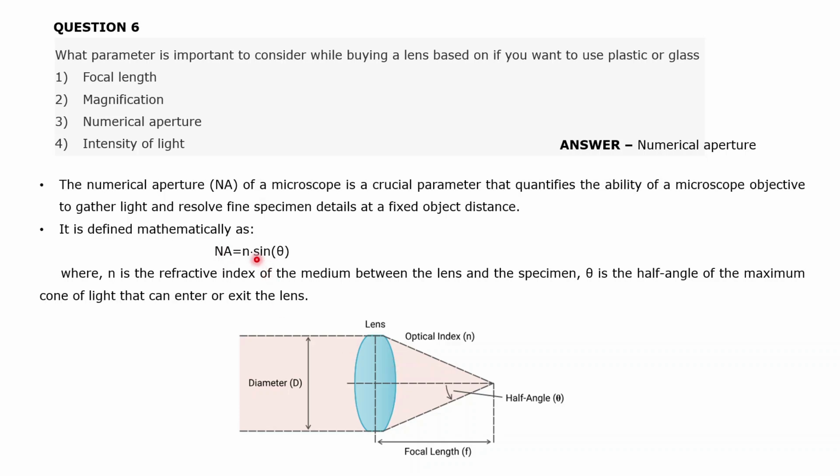Basically numerical aperture is equal to n sine theta, and n is based on the refractive index that is present in the objective lens as well as the specimen, that is the component that you are using for keeping the sample there. So basically the answer to the question is numerical aperture. It is used for considering while buying a lens, based on if you want to use plastic or a glass there. So I hope this answer is clear. Anyone has any doubt?